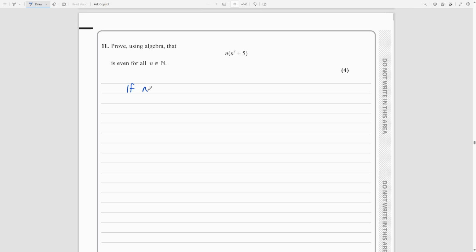So if n is even, we can say that n is just 2 times something. Let's say 2m, where m is an integer. Well, in that case, n times n squared plus 5 is 2m times 2m squared, so 4m squared plus 5, and that's even because it's 2 times something.